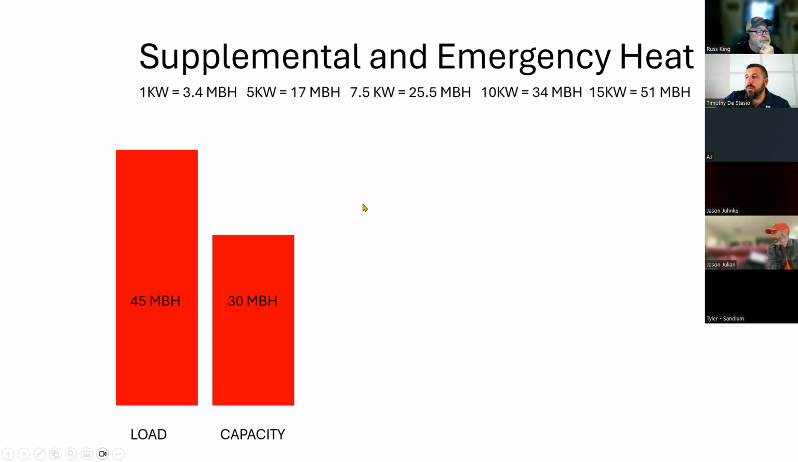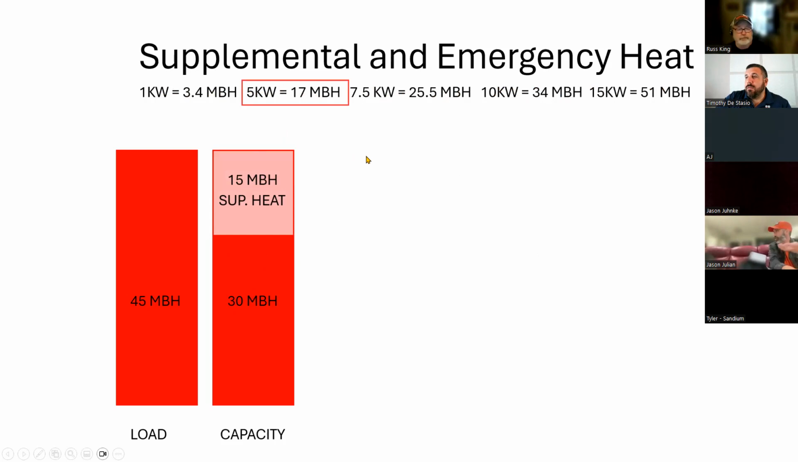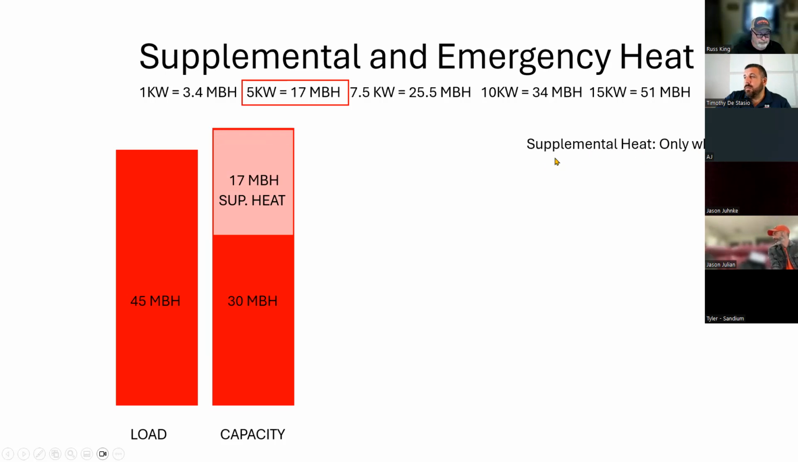So what would I do here? Well, I would probably add 15,000. This is what I need. I need an extra 15 in order to meet my 45. Well, 5 kW gives me 17. So, okay, I'm going to overshoot a little bit, but it's not going to be that bad. And so I'm going to put 5 kW for supplemental heat. But emergency heat is a different story. We only need what's needed in supplemental heat.